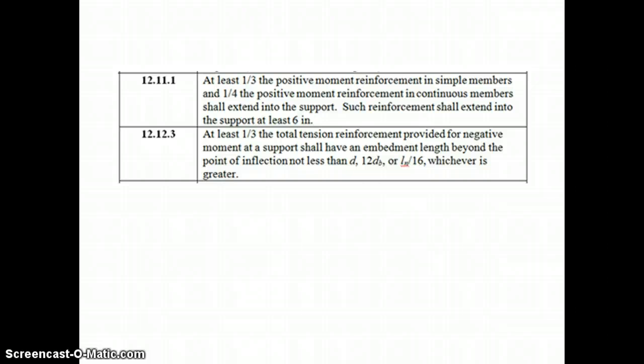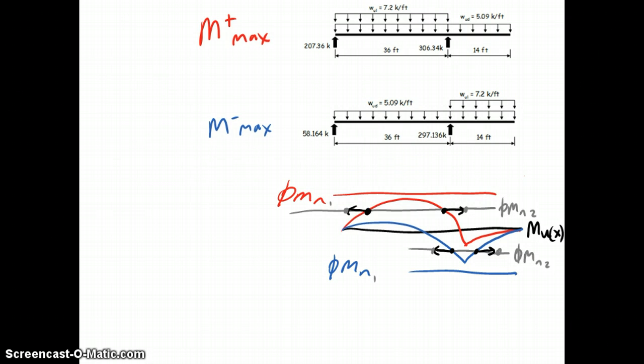And negative moment reinforcement goes off of the inflection point, and it goes a distance not less than d, 12 db, or ln over 16, whichever is greater. So going back to our curve here, we need to find the inflection point right here, where the Mu negative max intersects 0, our axis, and then back off a distance of either d, 12 db, or ln over 16, and this is where our weaker cross section or all negative moment reinforcing rebar can end.